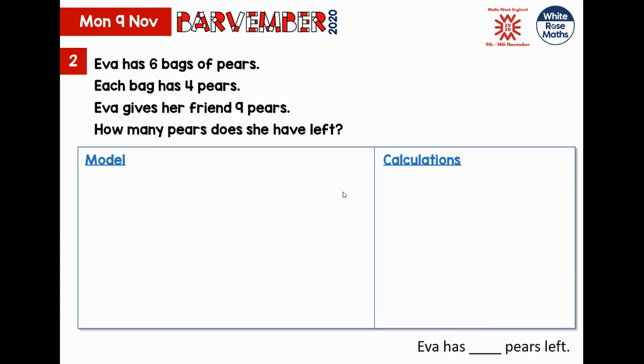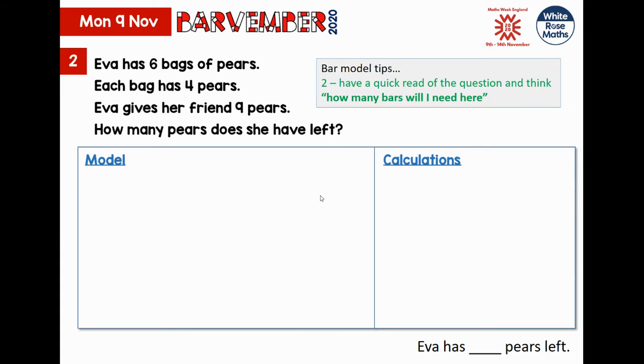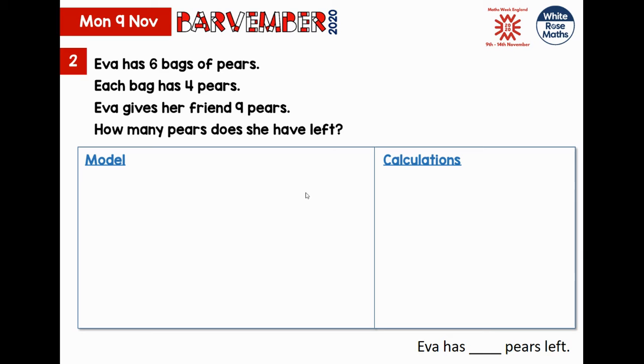Okay, question 2. A good starting point is always to ask, how many bars will I need here? Now, I'm expecting 1 bar because this is about Eva and her pears. But let's see what happens here. So Eva has 6 bags of pears. Each bag has 4 pears.